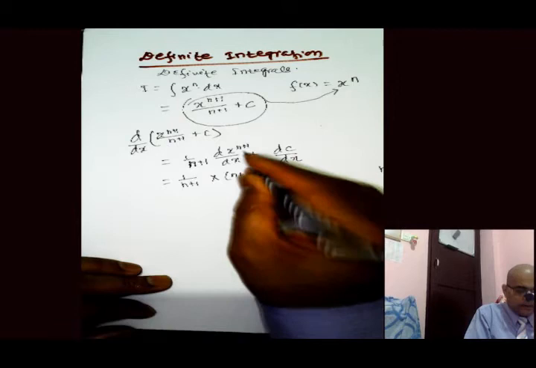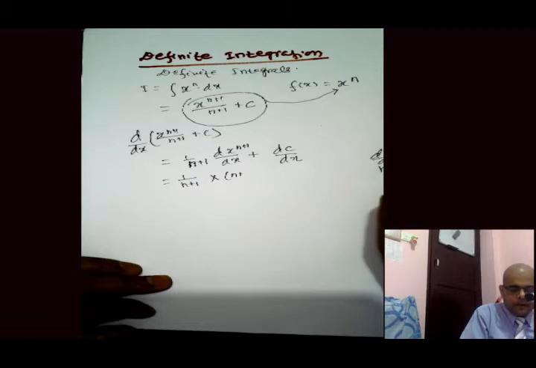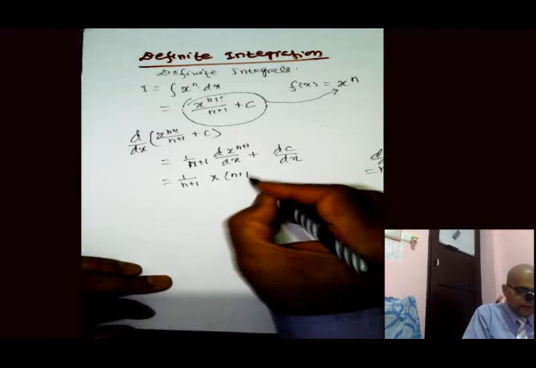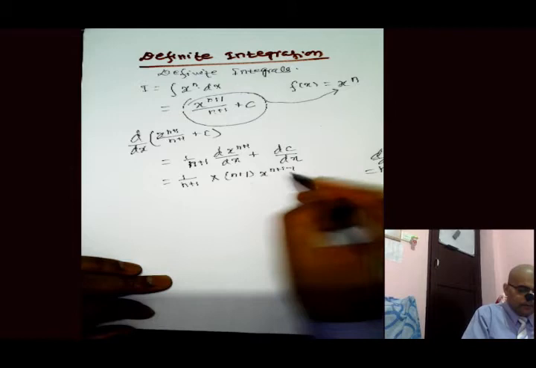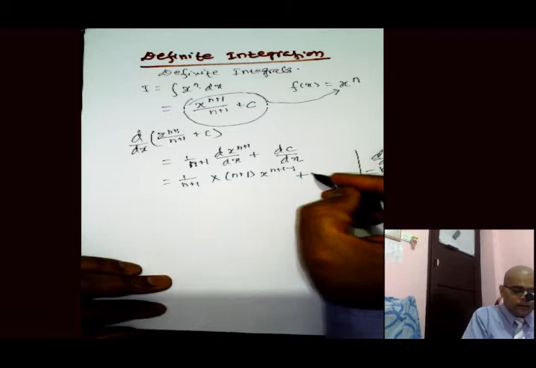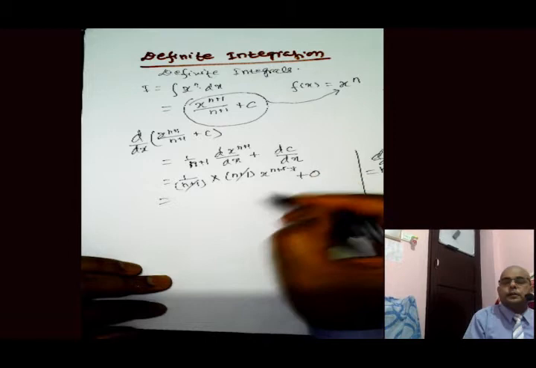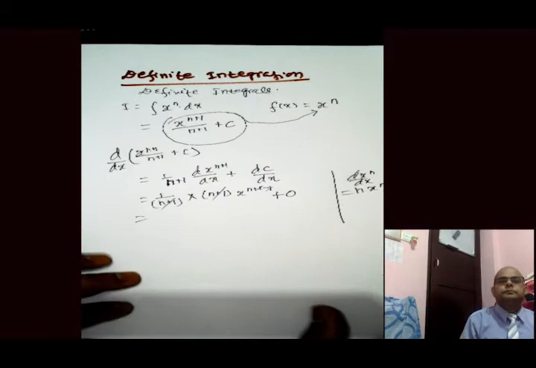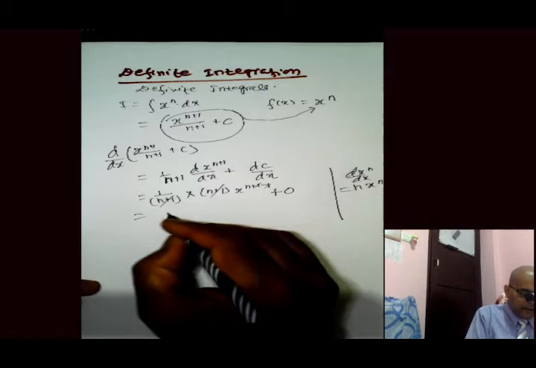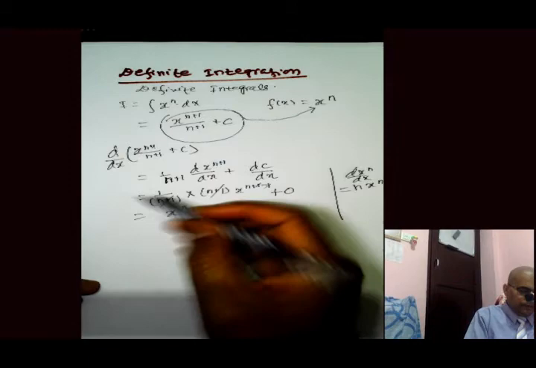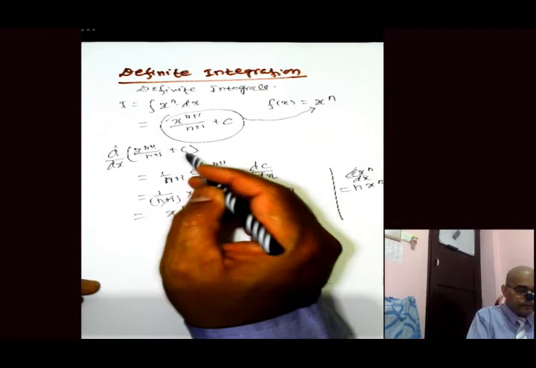In this case you can see the power of n, so d x^n by dx equals, you know, n x^(n-1), so in place of n there is n+1, so x^(n+1-1), and that's done. Plus the derivative of a constant is always 0, so these two terms cancel out, and the n+1 and the 1 by n+1 also cancel out. Therefore, you are left with x^n. So if the antiderivative of x^n is x^(n+1) by n+1 plus a constant, then the derivative of it must be x to the power n.